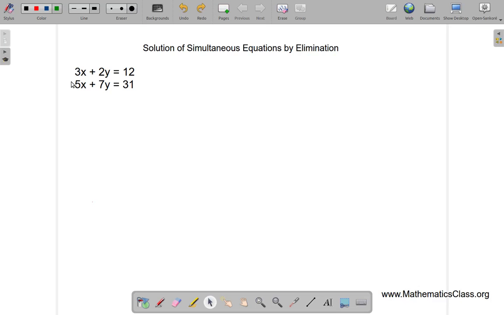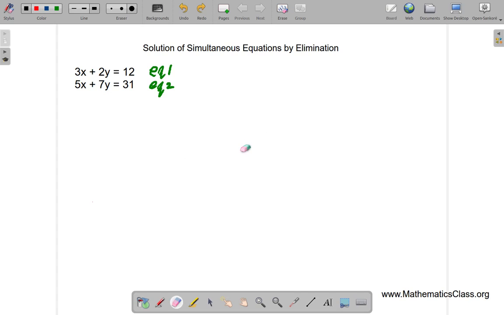Let's solve another pair of simultaneous equations using the method of elimination. Now, we have 3x + 2y = 12 and 5x + 7y = 31. Let us call the first equation equation 1 and the second equation equation 2.